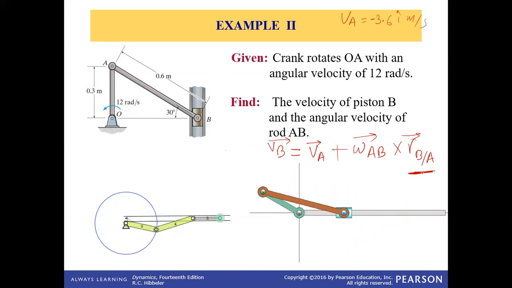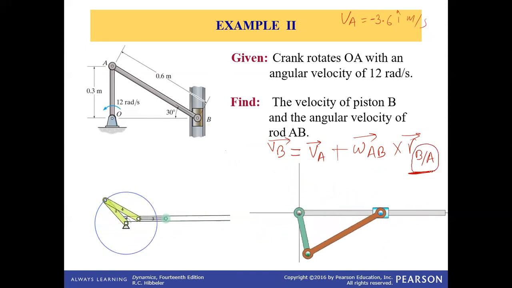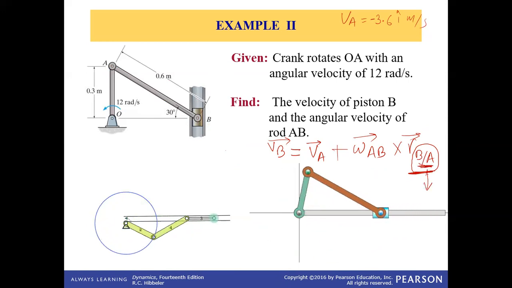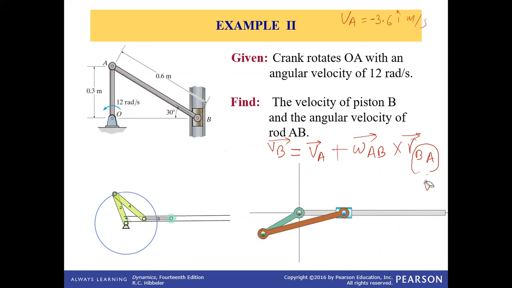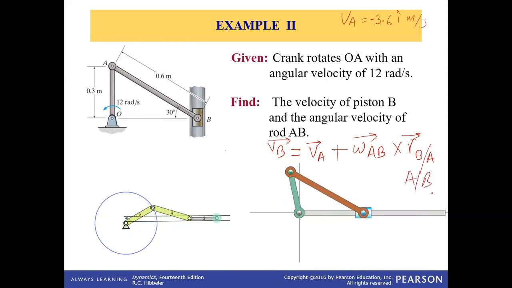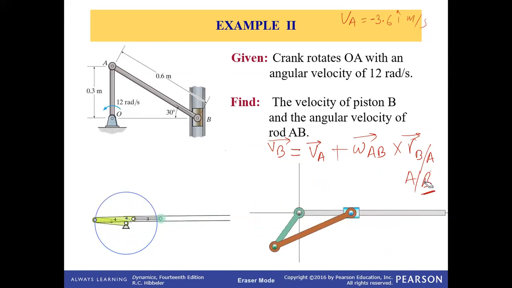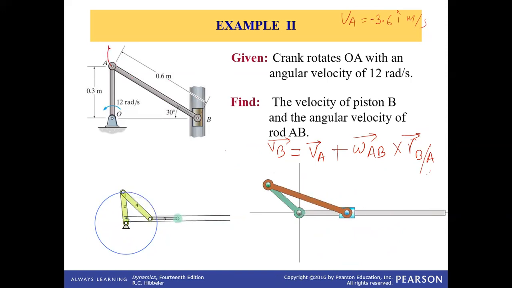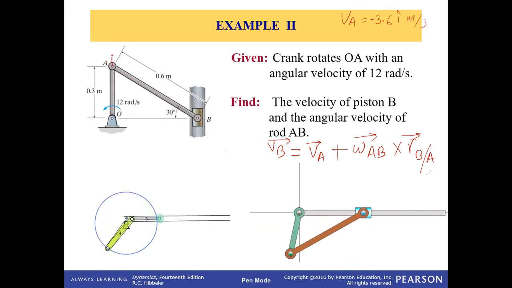The frame is B with respect to A. That's why my frame is at A now. This is always true: when you have B with respect to A, you put the frame at A. When you have A with respect to B, you put the frame at B. Keep that in mind. So now my frame is right here.